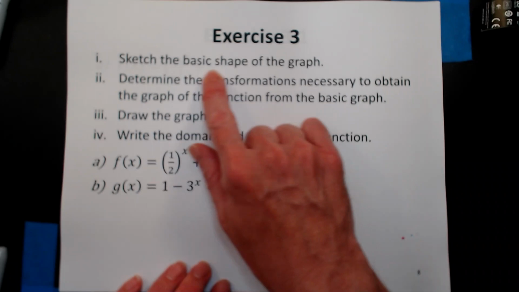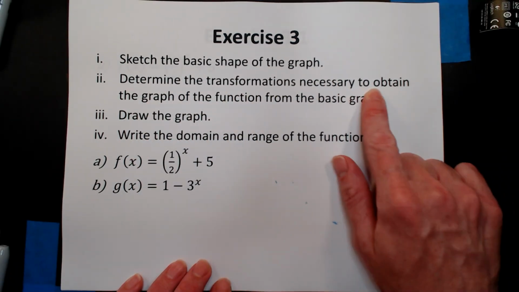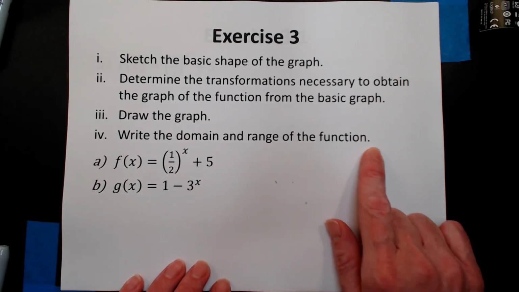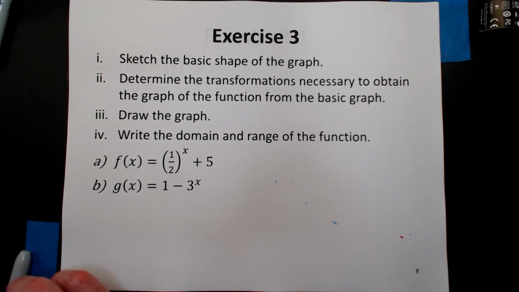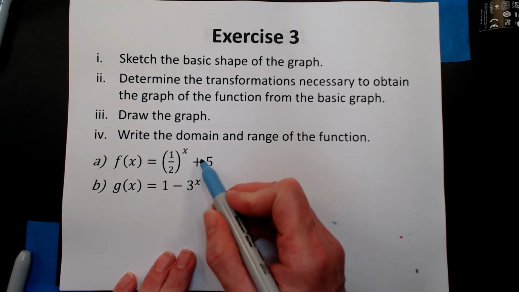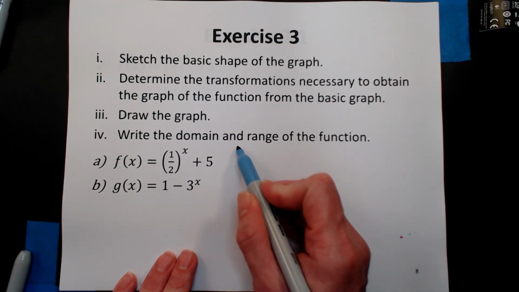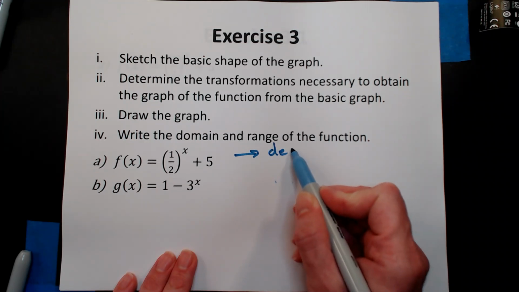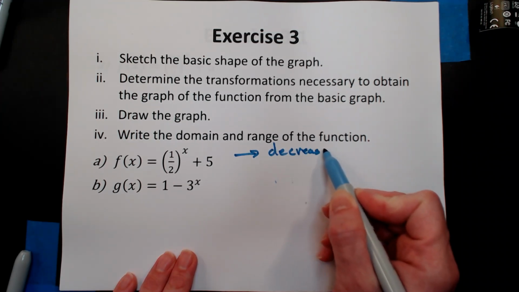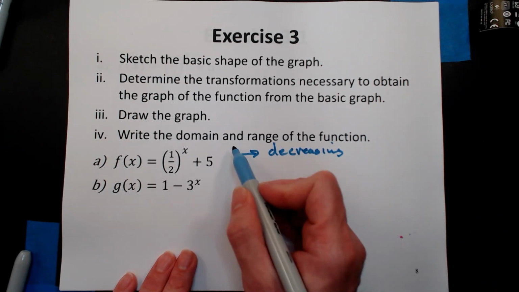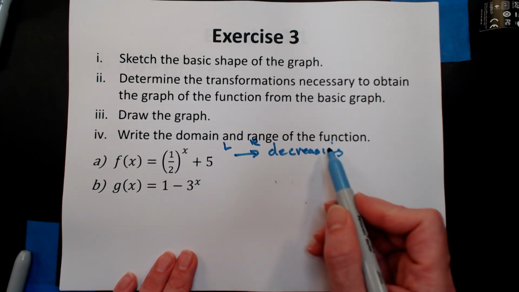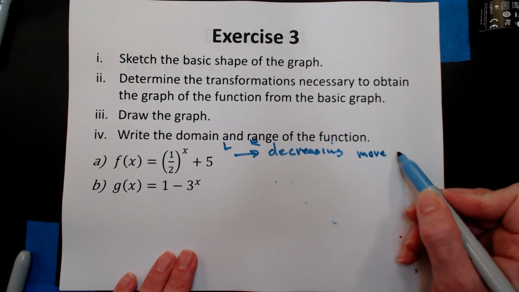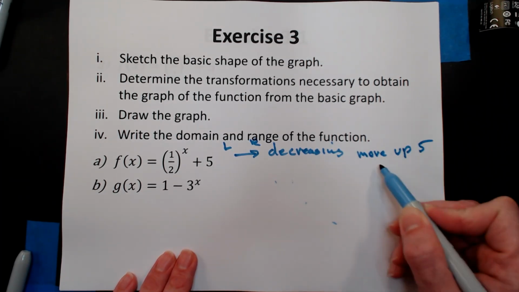Exercise 3, sketch the basic graph. Determine the transformation necessary to obtain the graph from the basic graph. Draw the graph, and write the domain and the range of the function. So here, real quick, we can make the note that as we move from left to right, it's going to be decreasing. And then also, we're going to move up 5 units.